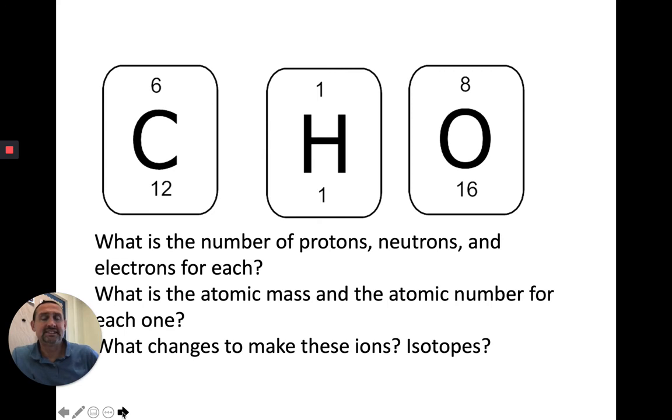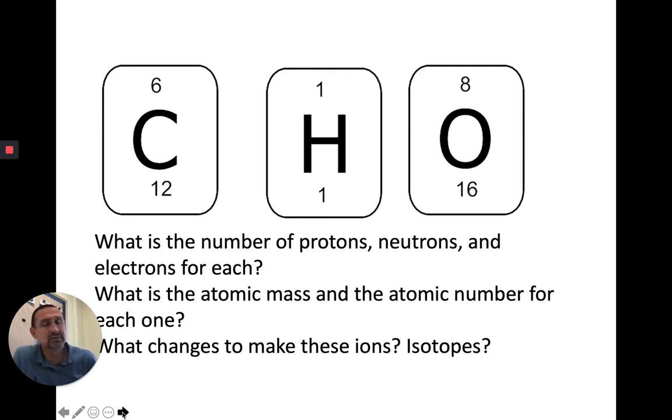Take a look at these 3 elements. So carbon is C. The 6 at the top of that little diagram is speaking to the number of protons. So that's the atomic number. So 6 is the protons, the positive charge. 12 is the atomic weight. How much does it weigh?